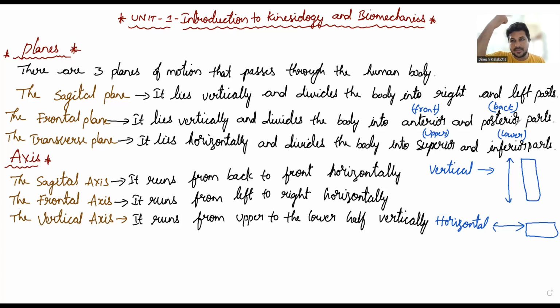The sagittal axis is also a horizontal axis, but from front to back, and the frontal axis is from left to right. So this is the frontal axis, and next is the vertical axis. By the name itself, we can get that this is from top to bottom. It runs from the upper part to the lower half vertically. Now let me show you the image so that it will be very easy for you to understand.